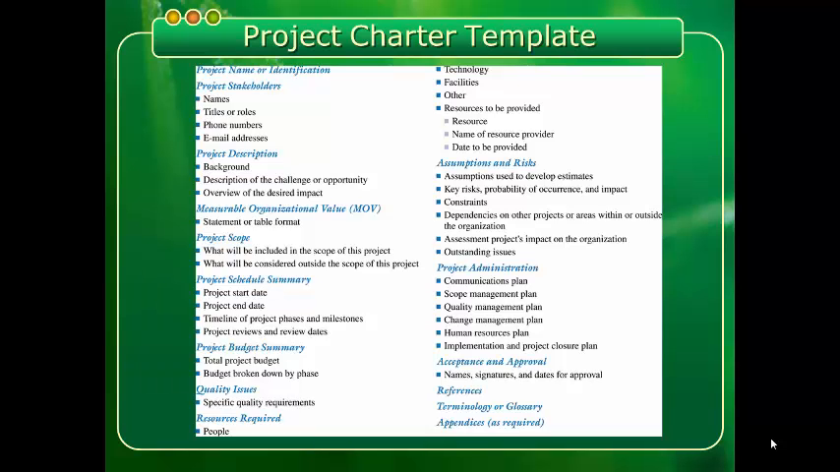As you can see here, we have our project charter template. As discussed, we have subdivided information and requirements for our templates. So these templates somehow will serve as a guide for our project.